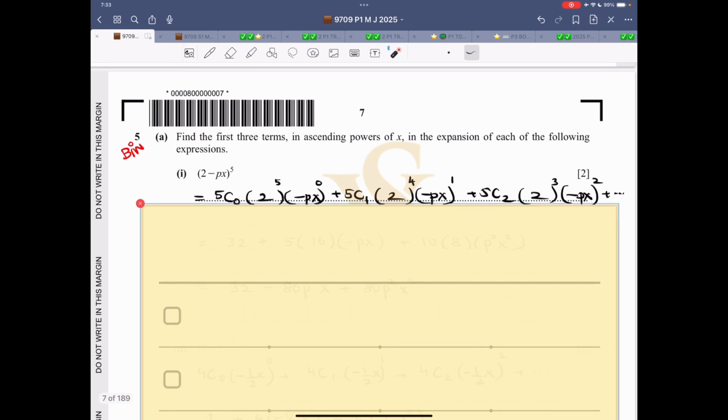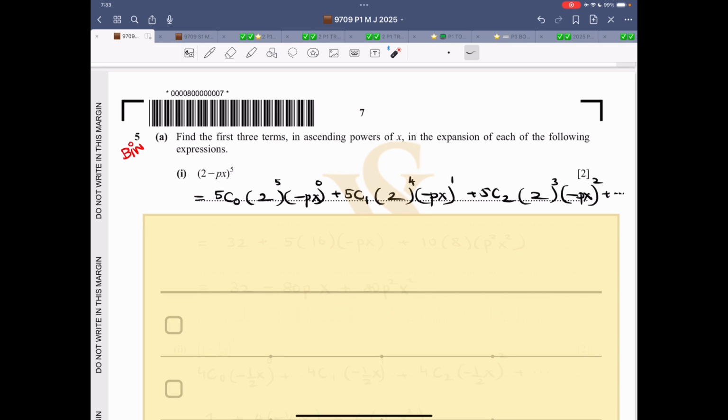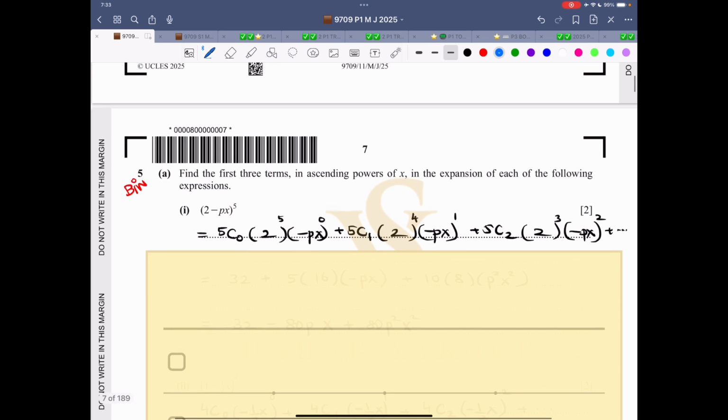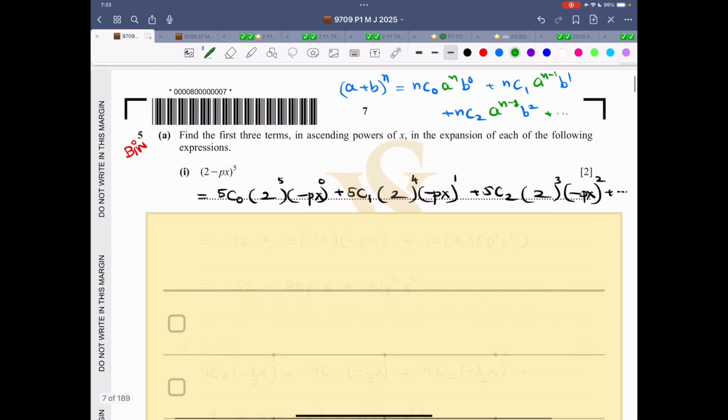So how do we go about this? That's how we go. The first term is 5C0, a raised to the power of 5 and negative px raised to the power of 0. So let me write it down over here. Now (a plus b) raised to the power of n is nC0, b raised to the power of 0, nC1, b raised to the power of 1, nC2, b raised to the power of 2. And then what is happening to a: a raised to the power of n, a raised to the power of n minus 1, a raised to the power of n minus 2, and so on. So that is exactly what is happening.